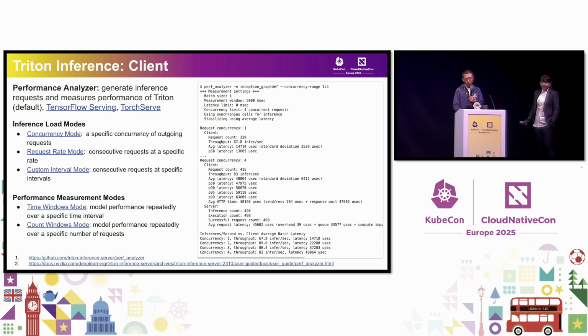Here is a sample of the output: how many requests you send, also the latency at different percentiles, 50th percentile, 99th percentile, in detail, and also the different concurrency levels. There are tons of different configurations you can try, and check out the reference for how to use the Performance Analyzer.